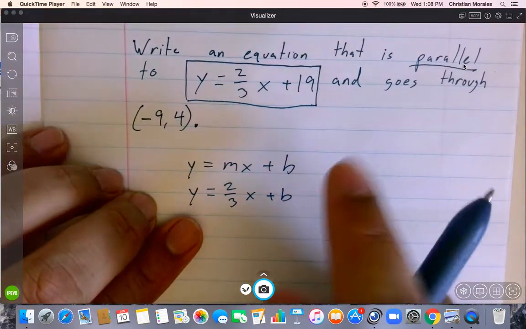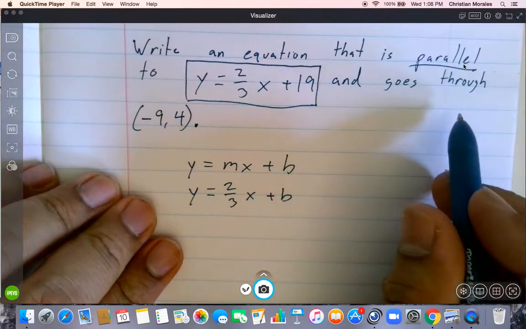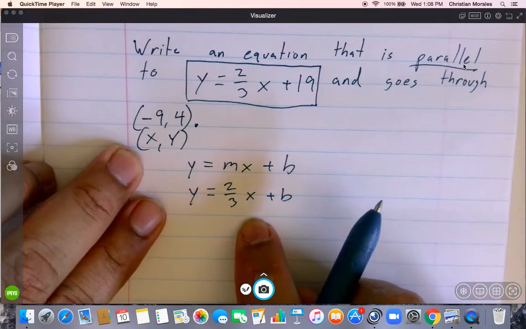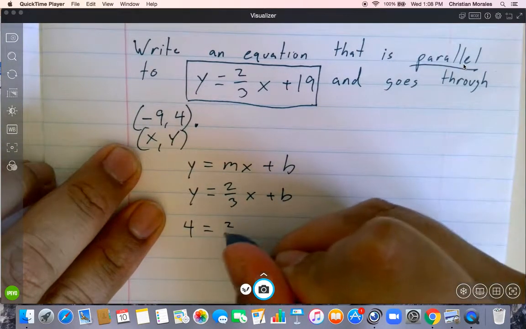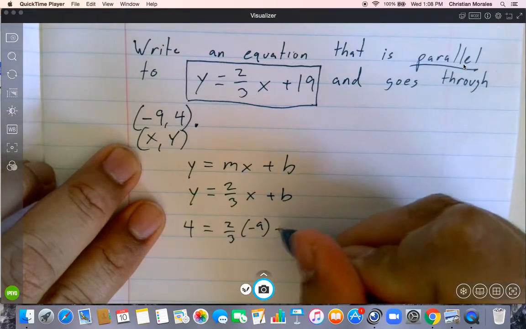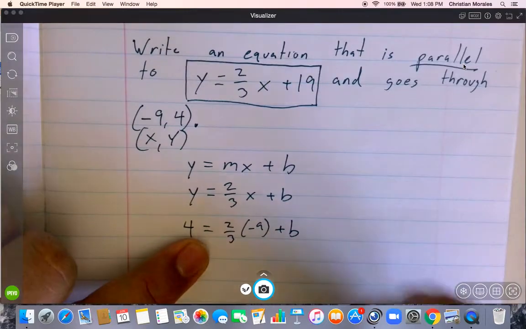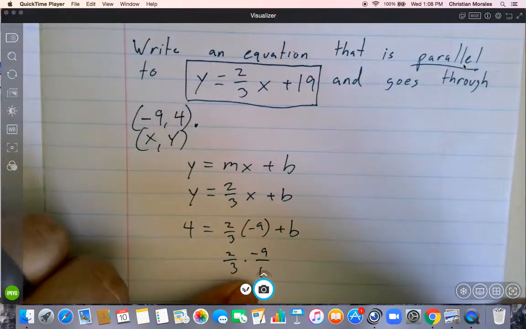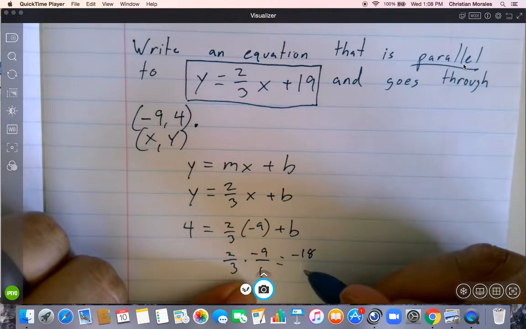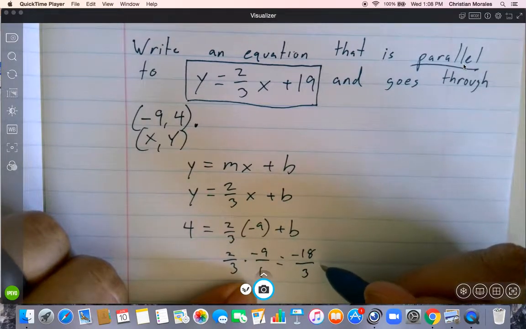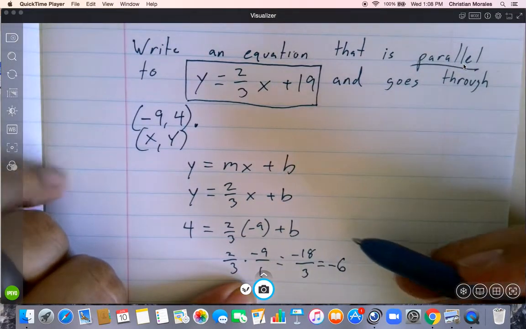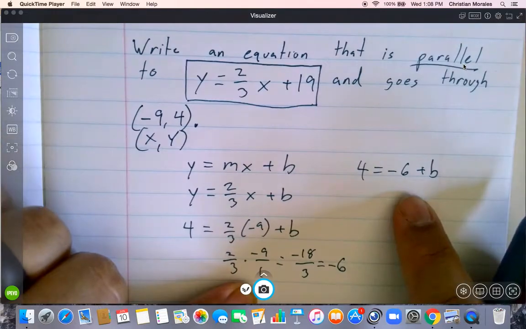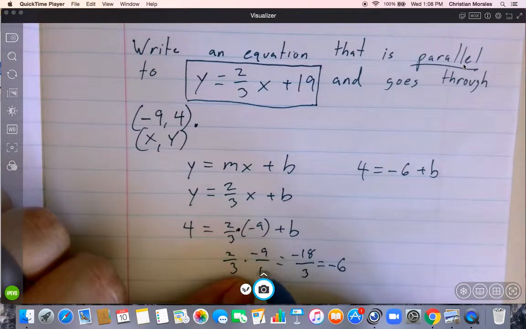Now, how do you do that? With the point that they give you. They give you a point that it goes through. So you're going to use this as your x and your y, and you're going to plug that into the equation. So I'm going to put a 4 over here, and I'll put a negative 9 over here. So that multiplies 2 thirds times negative 9 over 1. That's going to become negative 18 over 3. I've got to simplify that to negative 6. So this problem now looks like this: 4 equals negative 6 plus b, because that's what happens when you multiply these two things together.